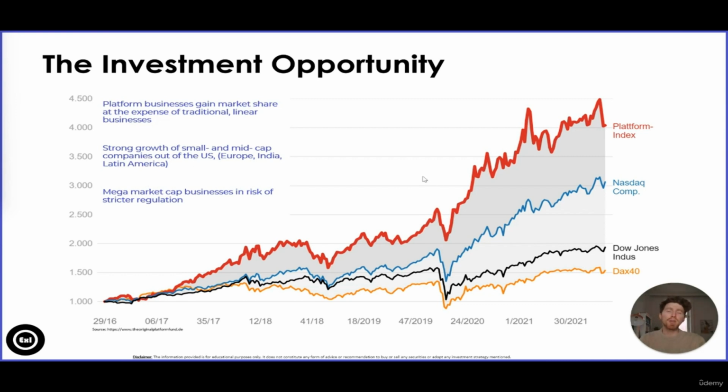What's also very important for you as an investor to take notice of, that the mega market cap businesses are in risk of stricter regulation. No matter if they are called Facebook, Meta, Amazon, Google and so on, many regulators, especially in Europe, are thinking about breaking them up into multiple units because they became monopoly-like market participants. And this is always kind of a risk if you just invest in Microsoft or Amazon today, because regulatory decisions could have a negative impact on these mega market cap businesses in the future.